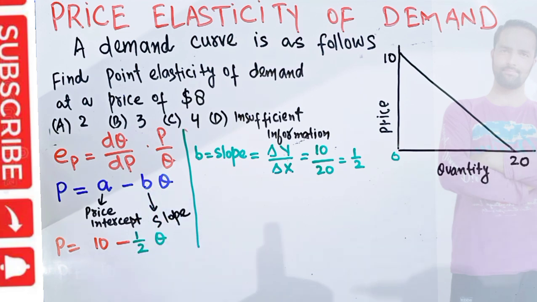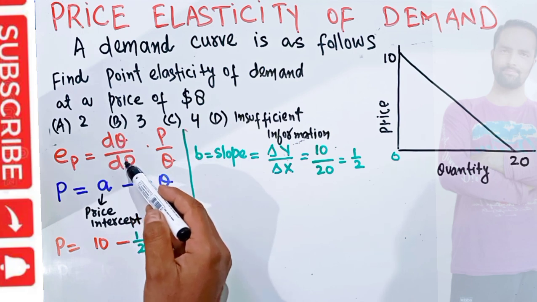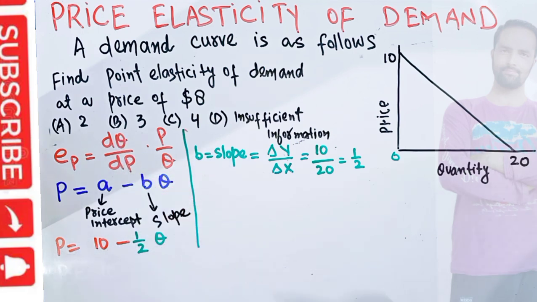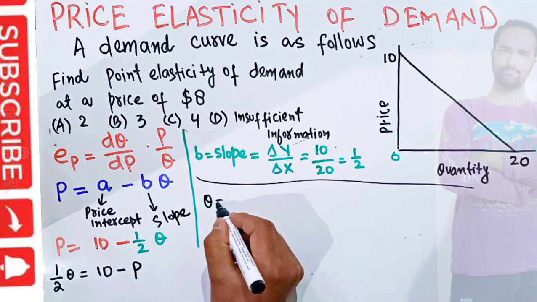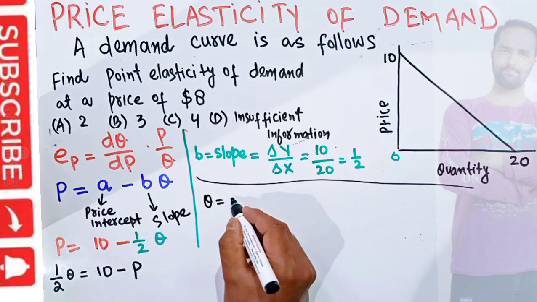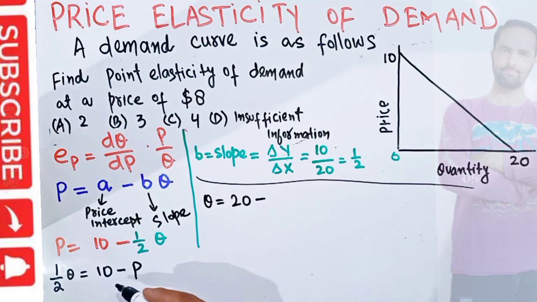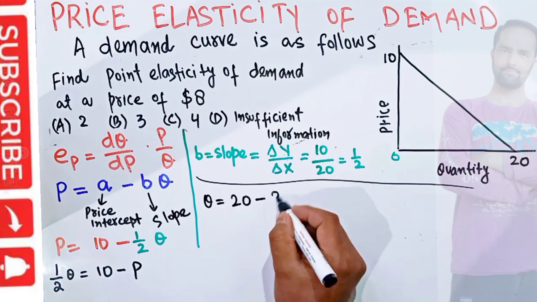We have Q. Since we need to find out this derivative dQ upon dP, that means we need to solve this demand function for Q. Let's write it for Q. So let's transpose 1 upon 2 Q here. It will become positive. 1 upon 2 Q will be equal to 10. Transposing this here, it will get subtracted. Which means Q will be equal to, it will get multiplied, it becomes 20 minus 2 into P, which is 2P.